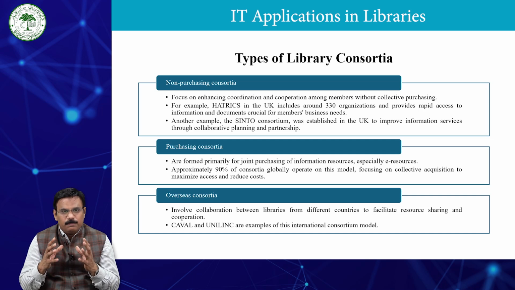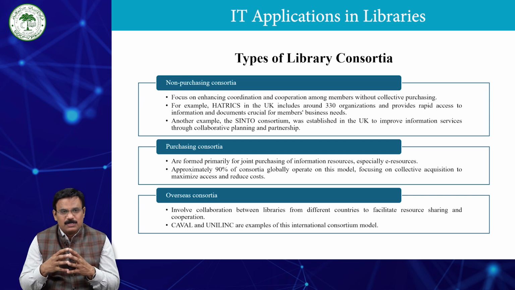One is non-purchasing consortia. Here the focus is on enhancing coordination and cooperation among members without collective purchasing. Another type is purchasing consortia. Here the consortia are formed primarily for joint purchasing of information resources, especially e-resources. Approximately 90% of consortia globally operate in this model, focusing on collective acquisition to maximize access and reduce cost.